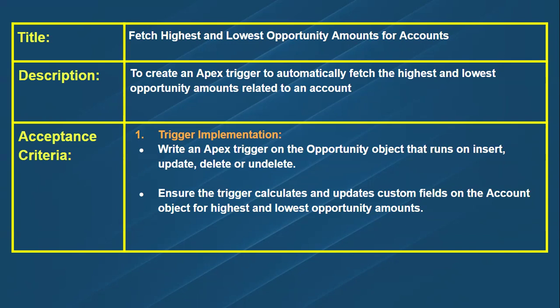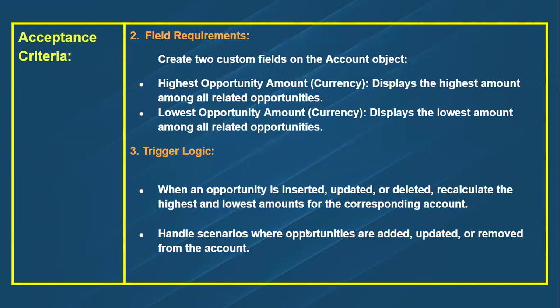So in the parent record, we are creating two custom fields: one is the highest and one is the lowest opportunity amount. These two fields we need to create in the parent account object. Then the business logic is that during record creation, updation, or deletion time, we calculate the highest to lowest amounts corresponding to that account. Okay, let's see how we are going to implement this use case step by step.